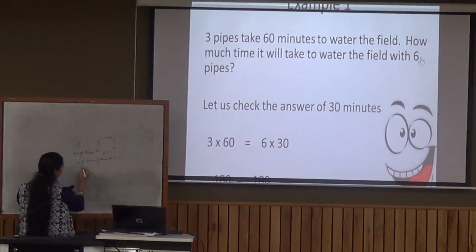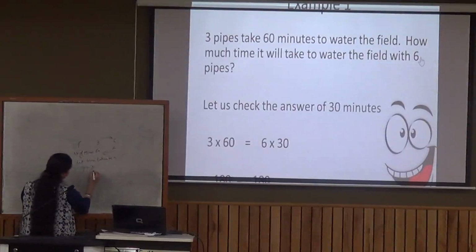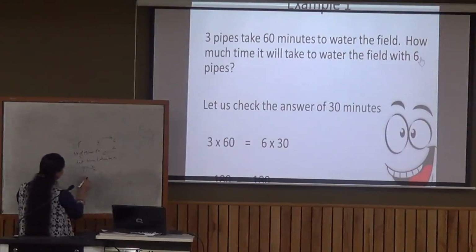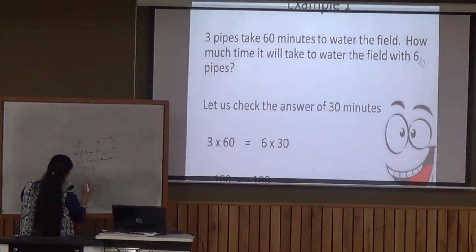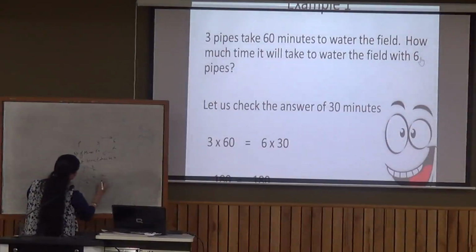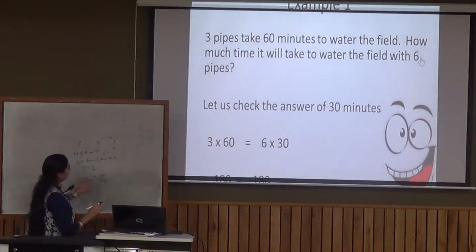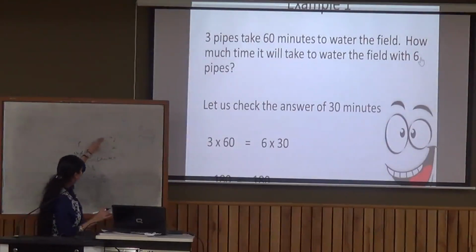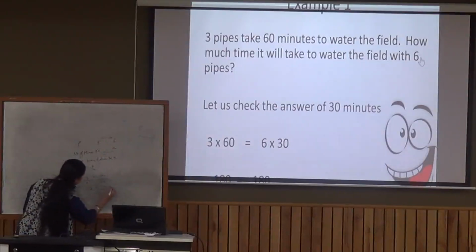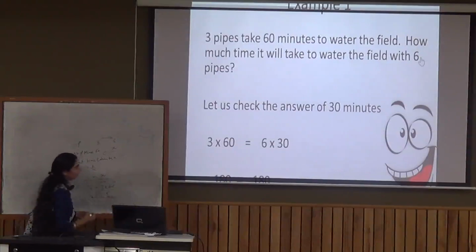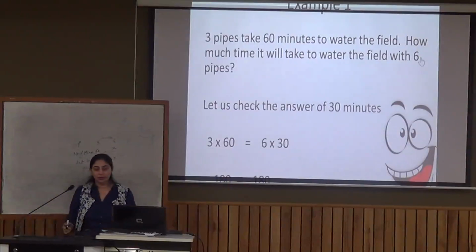Now using that formula y is equal to k upon x, using that inverse proportion, we will write 3 upon 6 is equal to x upon 60, as they are inversely related, so the way they are written, we write them this way. Finding the value of x, now it takes 30 minutes with the 6 pipes. And we can also check our answer. My 3 into 60 is the same as 6 into 30, which comes out to be 180.